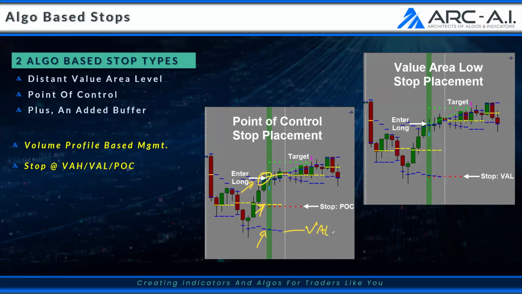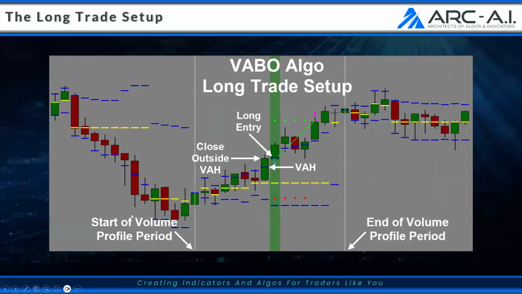Okay, so the point of control is the level with the most volume, and it is one level. The point of control is one level, typically would be set to 1 tick, depending on your market. Maybe in NQ, you might even set that to like 4 ticks, but the point of control is the level that had the most volume in that volume profile.